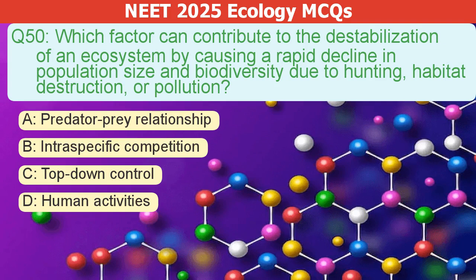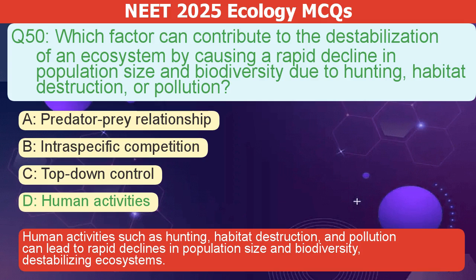Which factor can destabilize an ecosystem, causing a rapid decline in population size and biodiversity through hunting, habitat destruction, or pollution? A. Predator-prey relationship. B. Intraspecific competition. C. Top-down control. D. Human activities. The correct answer is D. Human activities such as hunting, habitat destruction, and pollution can lead to rapid declines in population size and biodiversity, destabilizing ecosystems.